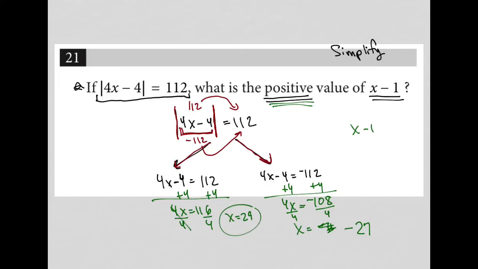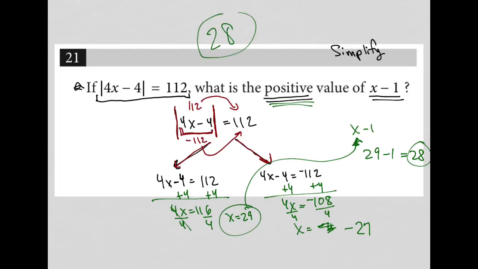So I'm going to use x equals 29 as my x value, and therefore 29 minus 1 is equal to 28. So my correct answer here is 28.